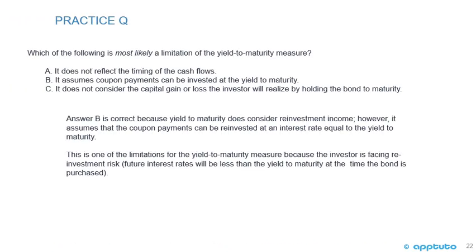Okay, B is correct because yield to maturity does consider reinvestment income. However, it assumes that the coupon payments can be reinvested at an interest rate equal to the yield to maturity. And that's one of the things that I mentioned in the previous slide. This is one of the limitations of the yield to maturity measure because the investor is facing reinvestment risk. Future interest rates could be less than the yield to maturity at the time the bond is purchased. So a nice little question just to check your understanding on the yield to maturity measure and the fact that it assumes that interest is being reinvested at the same rate.